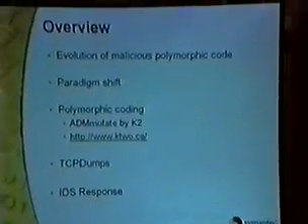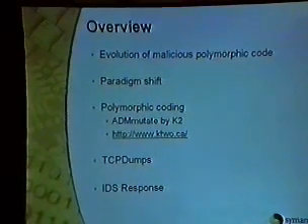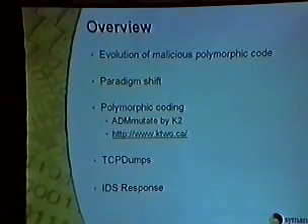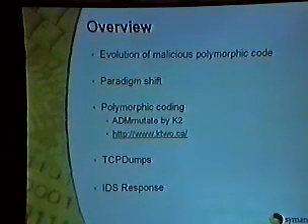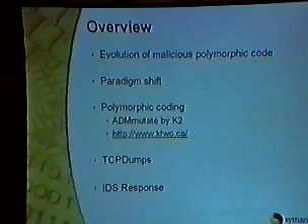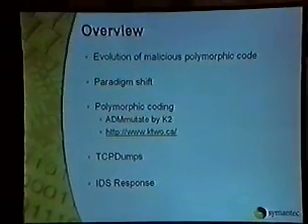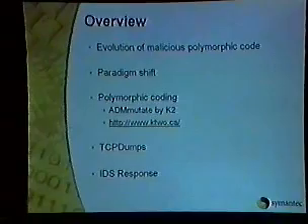We're going to take a look first at the evolution of malicious polymorphic code, starting with the virus back in the early 90s, and how the AV vendors were able to detect these. And then we're going to move into the paradigm shift, the shift that we see from actual polymorphic viruses to polymorphic attacks. We're going to be looking at some polymorphic coding, especially the ADMmutate tool by K2.